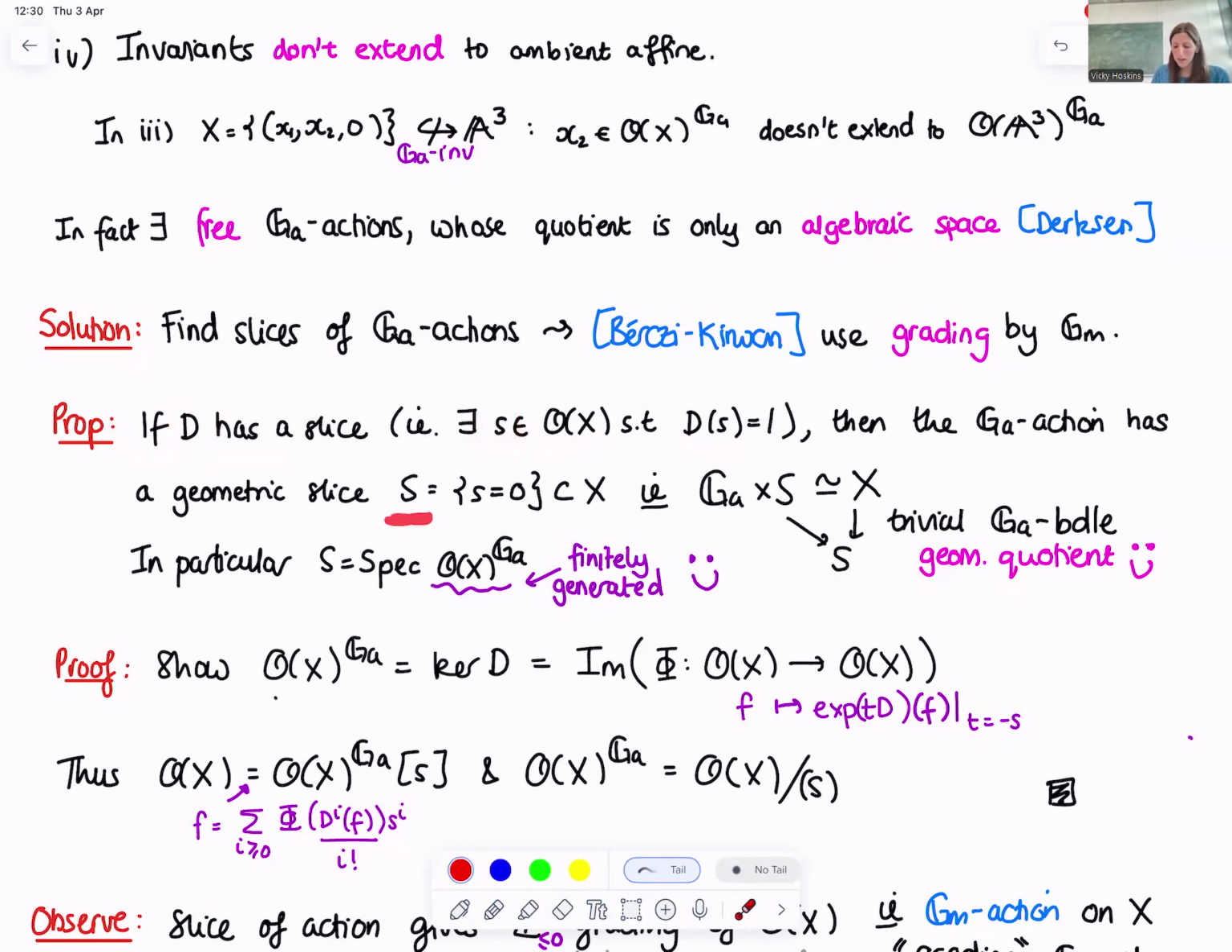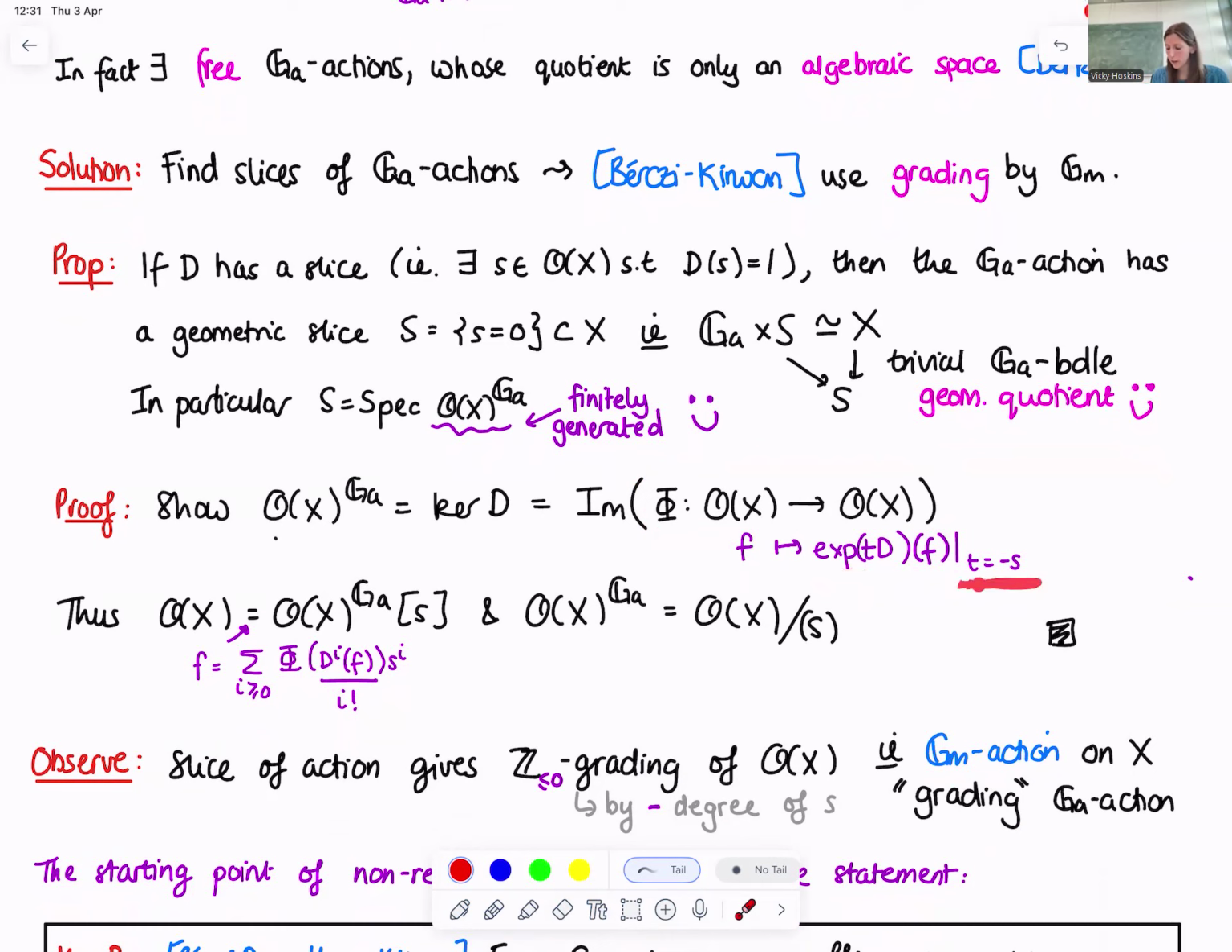You construct a homomorphism using your slice S. So essentially, you take this exponential TD, and now you evaluate it at t equal to minus S, and then you can show that the image of this is precisely the kernel of D. This is not too much work, and we already know that the kernel of D is the G_a invariant functions. And then using this, you can basically show that any F can be written as a polynomial in S. So you have that actually functions on X are polynomials in S with coefficients in the invariant ring.